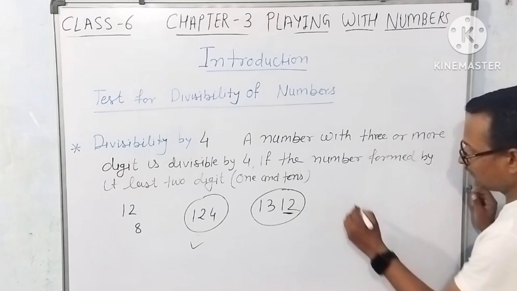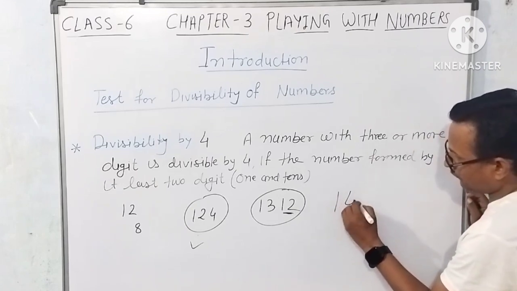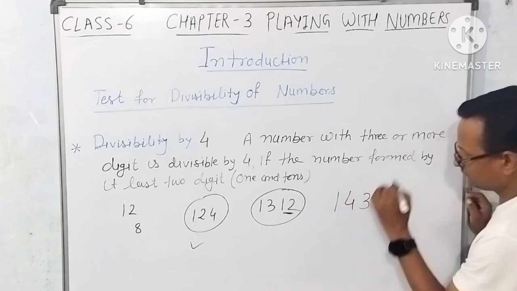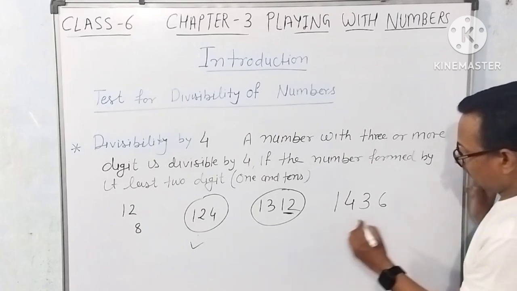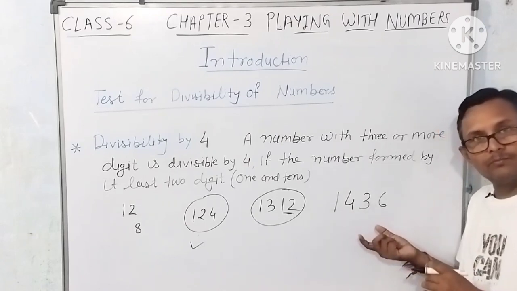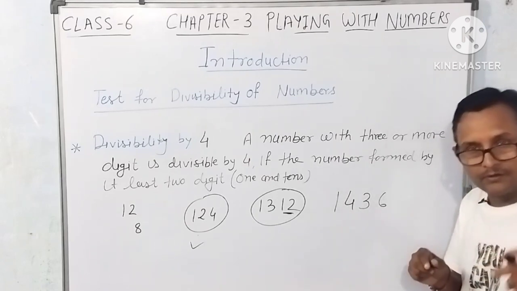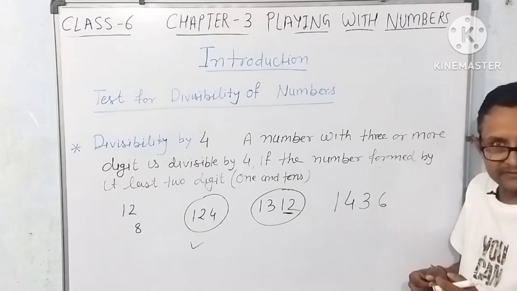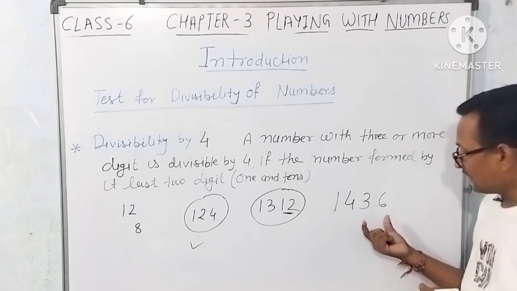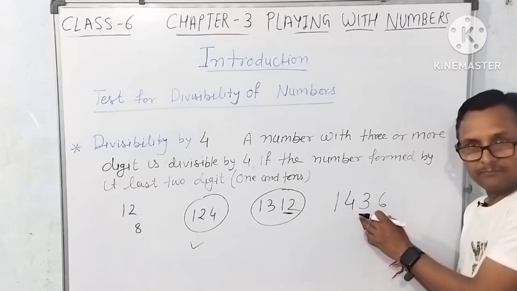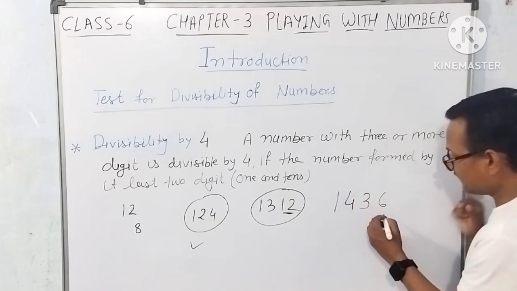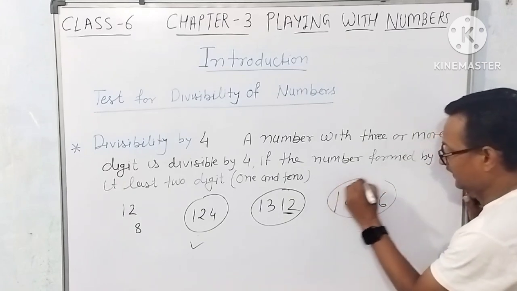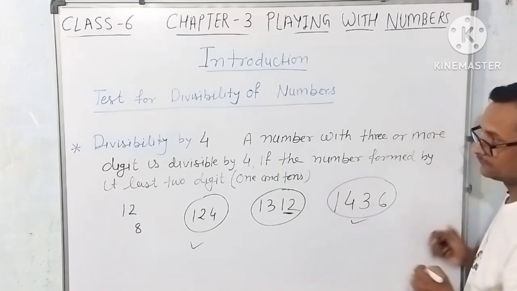One more example, 1436. Friends, here it is also divisible by 2, but the calculation will go long. So for a short calculation we check the last 2 digits. The last 2 digits are 36, which is a multiple of 4. So we can say this number is divisible by 4.